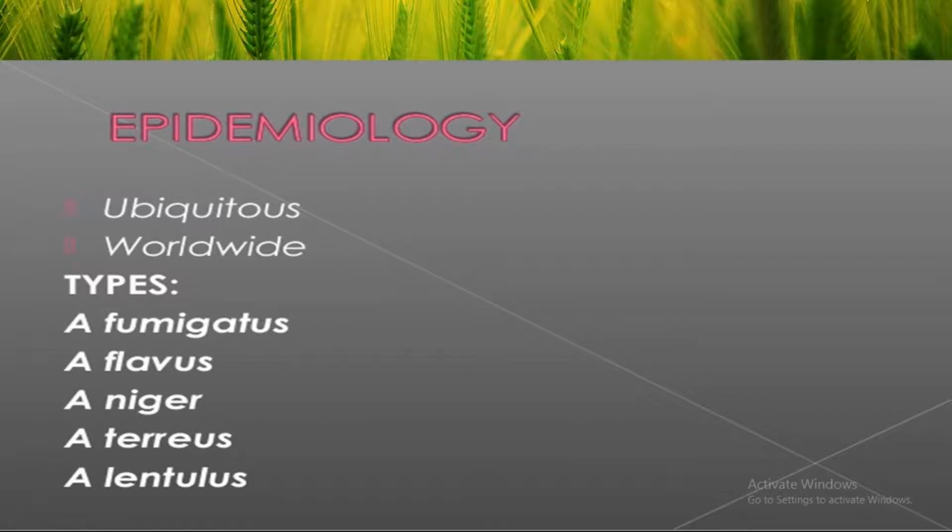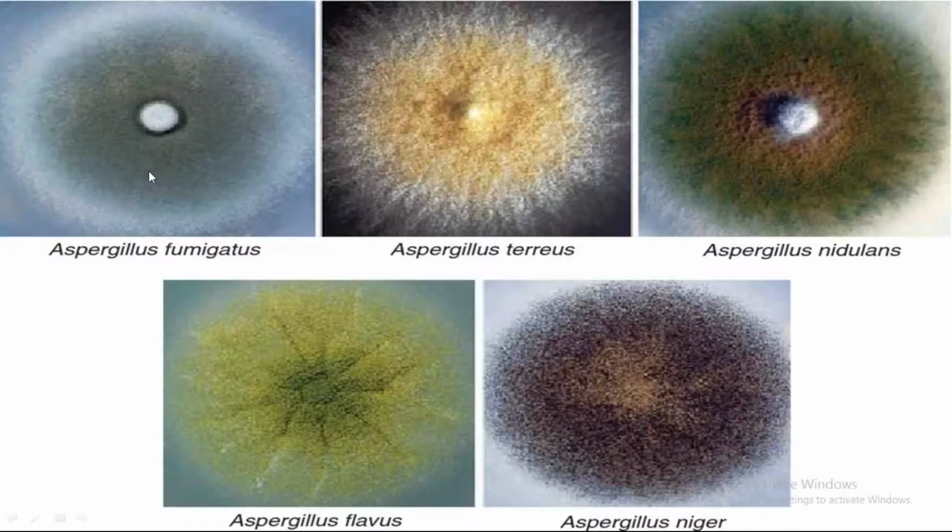You have to remember only the top three, that is Aspergillus fumigatus, flavus, and niger. Aspergillus terreus, lentulus, nidulans, and many other species are also there. So this is Aspergillus fumigatus. Why I have kept this picture is so that you will remember the color of the colonies. So you can remember flavus: flavus always means yellow. So the colonies are a little bit greenish yellow.